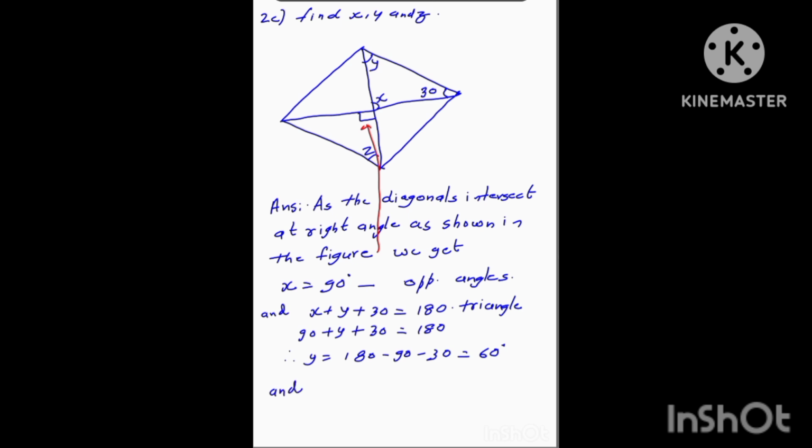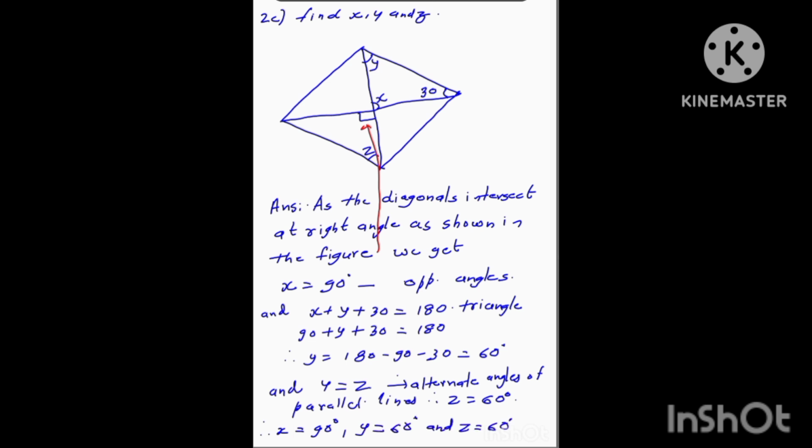And you know y and z are the alternate angles of parallel lines. That means y is equal to z, therefore z is also 60. So we write the comment there, z equal to 60, and we write in the answer that x equal to 90, y equal to 60, and z is also equal to 60. Always write degree.